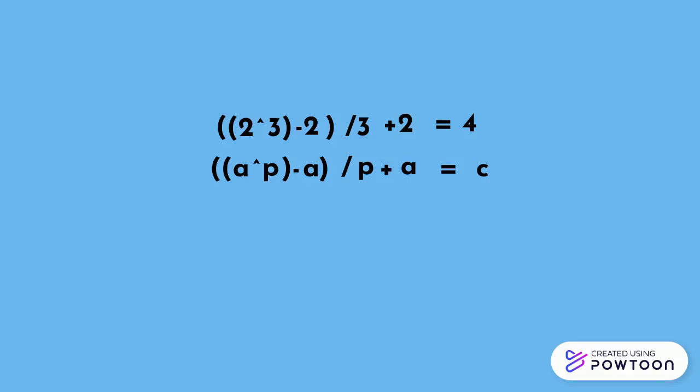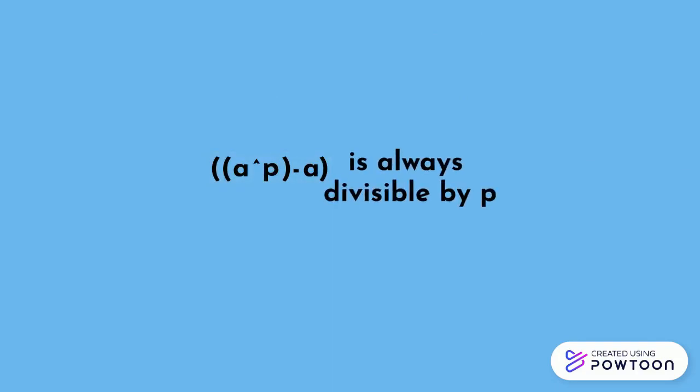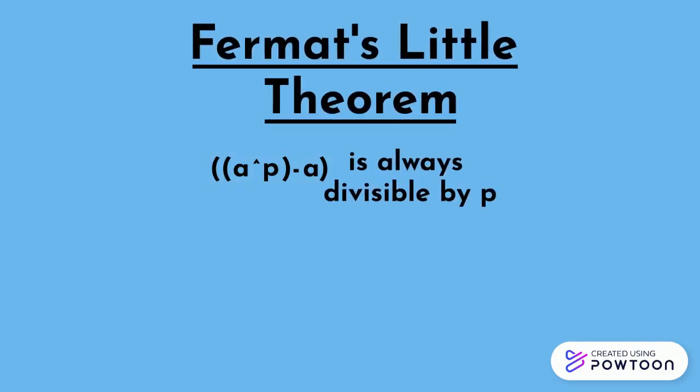The number of clasped necklaces is obviously a whole number, so just this part here is a whole number. That means that this section here is divisible by P, no matter what A and P are. This is called Fermat's little theorem, which he stated in 1640.